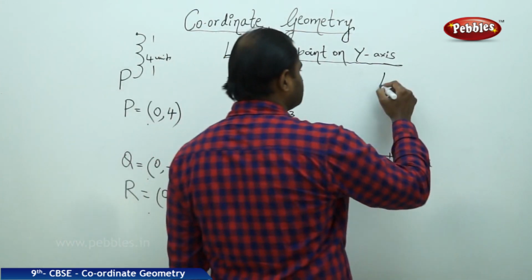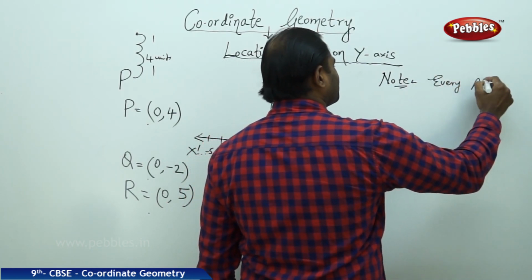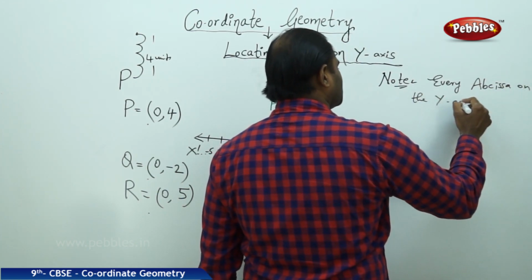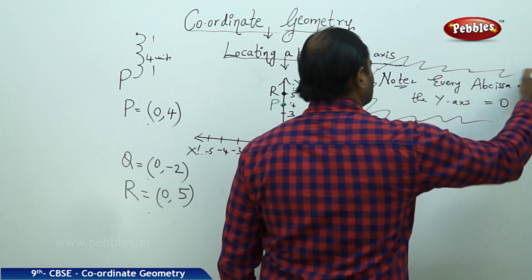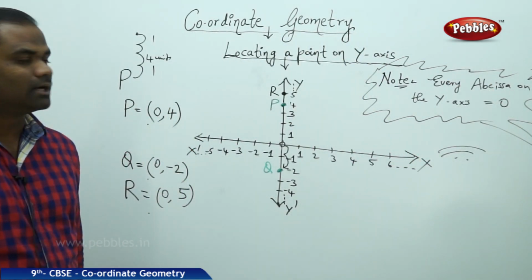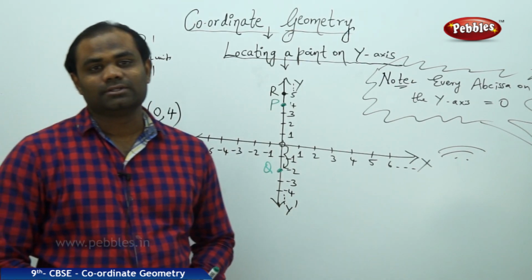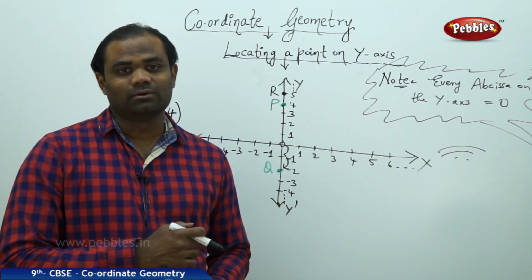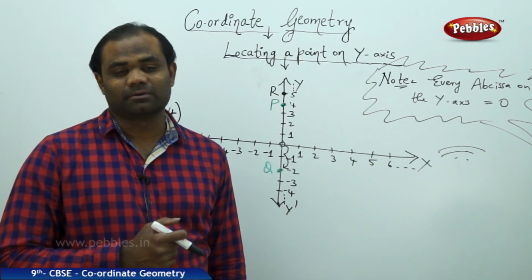So here I note: every abscissa on the y-axis is equal to 0. That is the outcome. Every abscissa on the y-axis must be 0. Just like for the x-axis, every ordinate on the x-axis is 0, and every abscissa on the y-axis must be 0.